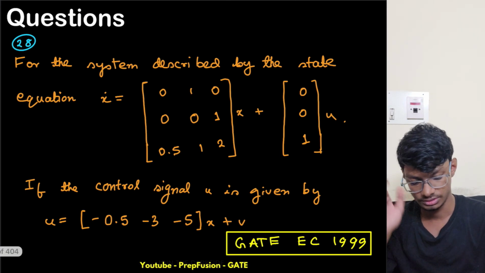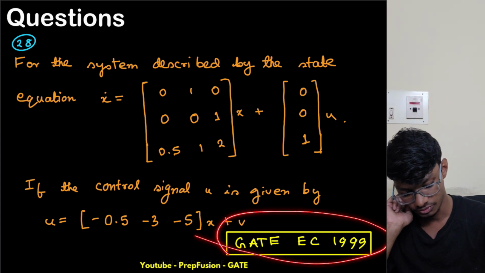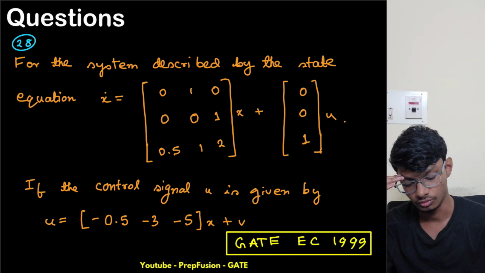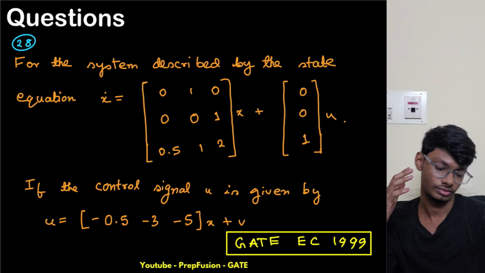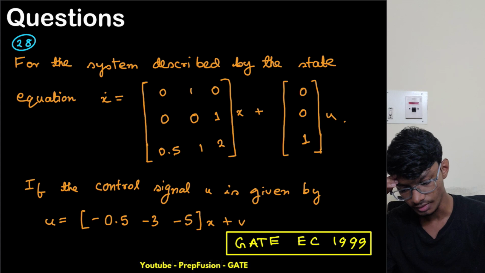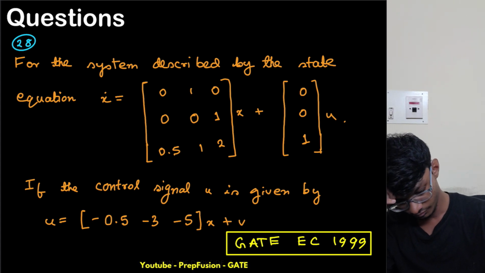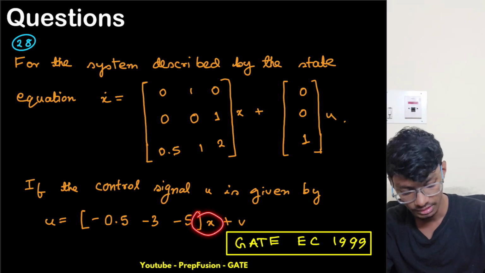So let us go to the next question. What is the next question telling us? This is also a GATE easy question, a very old question. For the system described by the state equation, x dot equals 0 0 0.5 1 0 1 0 1 2, and this is 0 0 1 u. Now, if the control signal u is given by this, the control signal is given in relation with the state variable and v.